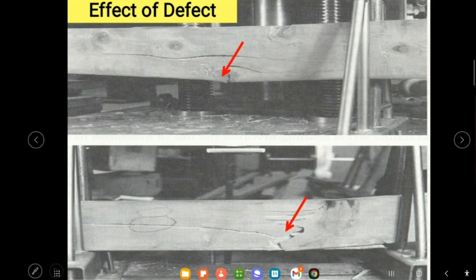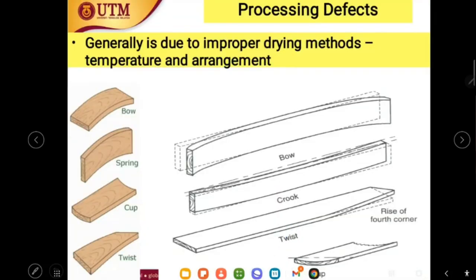Because normally the defect is the origin of failure, okay? Take example like this. When we test the timber at the lab, basically the crack will propagate from the knot. Okay, so that is the weakest point. So we have to take that out. Okay, so we have talked about the natural defects. So now is the processing defects.